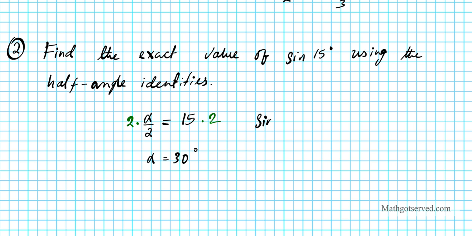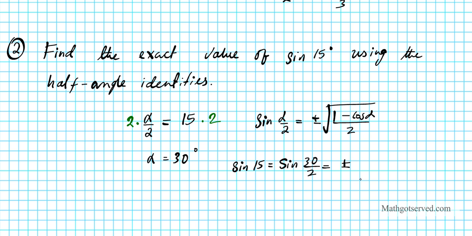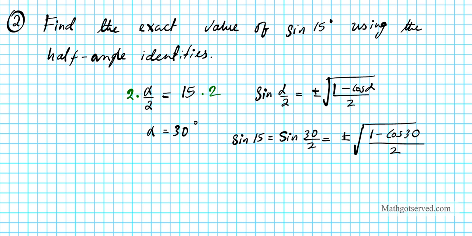So we have sine alpha over 2. The formula is plus or minus the square root of 1 minus cosine alpha over 2, okay? So we're going to plug in the numbers now. So we're going to have sine 15 is equal to sine 30 over 2, which equals plus or minus the square root of 1 minus cosine alpha. Alpha is 30 degrees, cosine 30 over 2. Okay. All right.